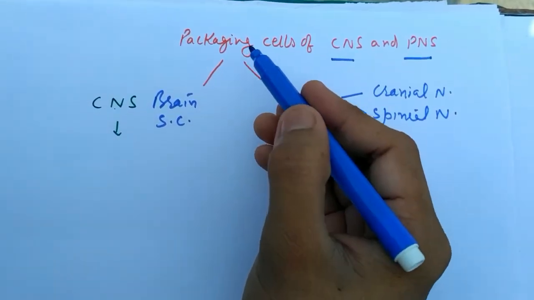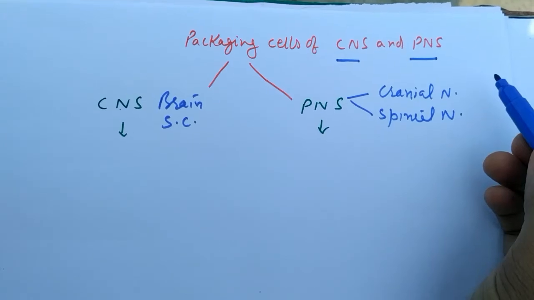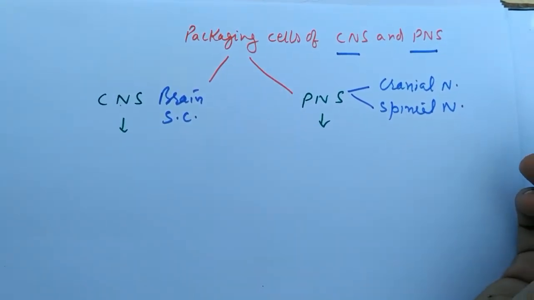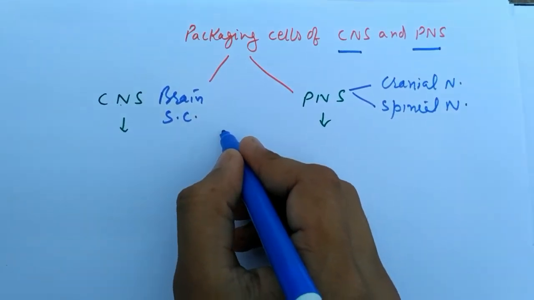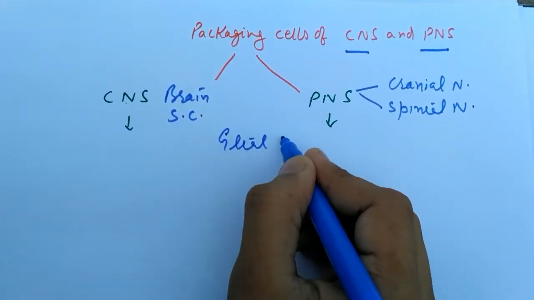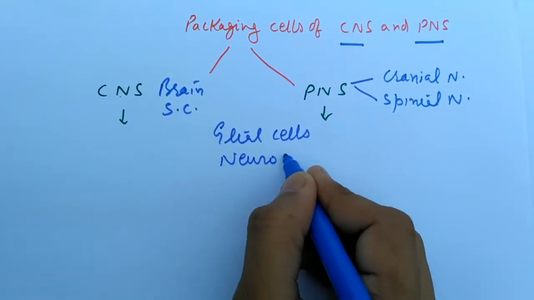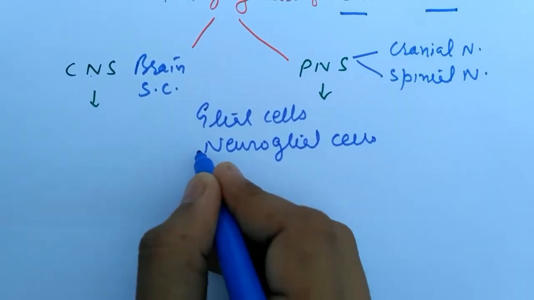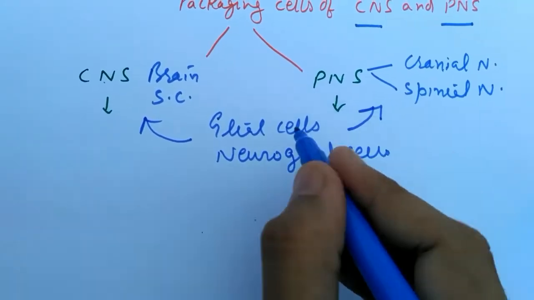So there are a variety of cells that support the neuron. The neuron cannot function properly alone in the nerve conduction process. So the supporting cells are called glial cells or neuroglial cells. They are different in the CNS and PNS.